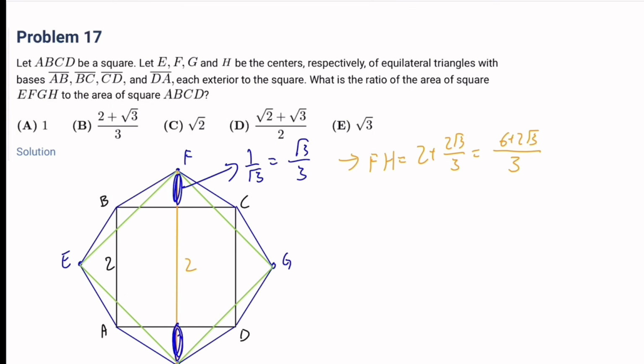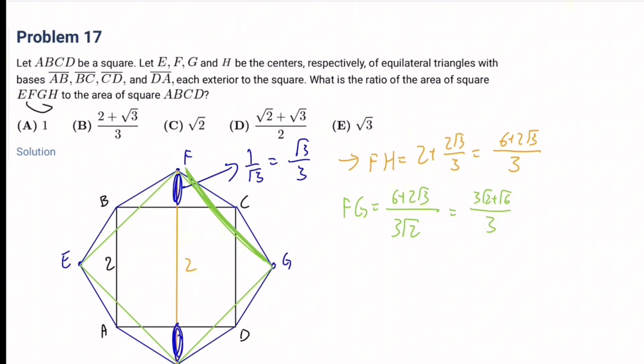And then since this will be a 45, 45, 90 triangle, the ratio will be 1 to root 2. So if we divide this length by root 2, then we will get the side length. So the side length, EFGH side, let's say just FG, is going to be this length all over root 2, and then this thing. So 6 plus 2 root 3 over 3 root 2 is just going to be equal to 3 root 2 plus root 6 over 3.